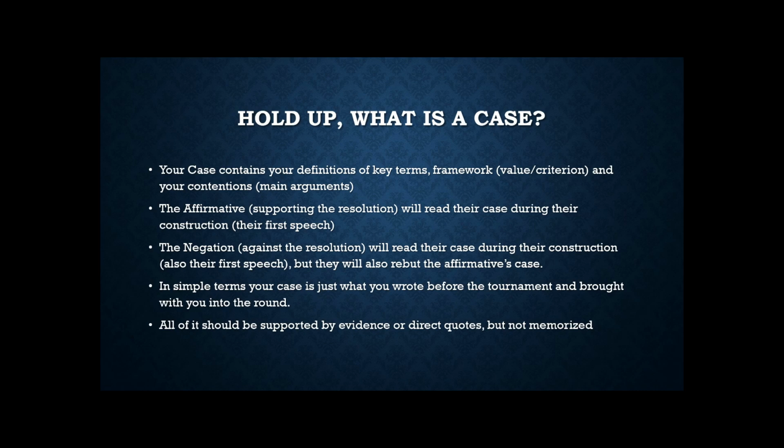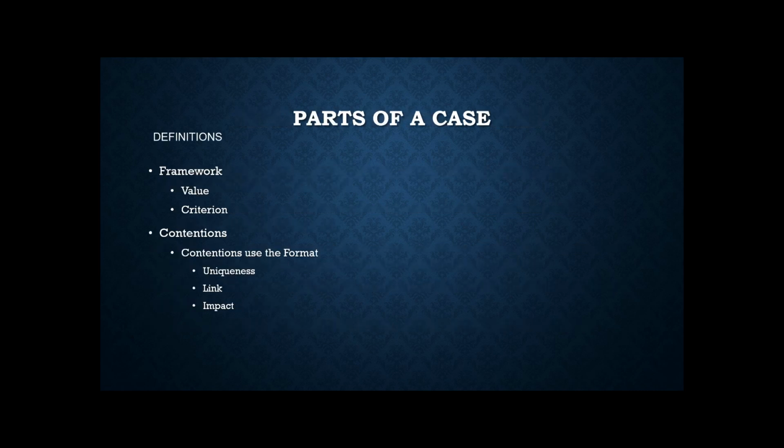Let's go into what the parts of a case are. Your case usually starts with definitions. That would be you explaining what the words in the resolution mean, because generally your judge is going to be a parent, and you want to clarify some things. Like, we're talking about, I don't know, the US should prioritize the economy over the environment. Well, what does it mean to prioritize the economy? Does that mean we're never focusing on the environment? Does that mean only a few environmental policies? Like, what are we talking about?